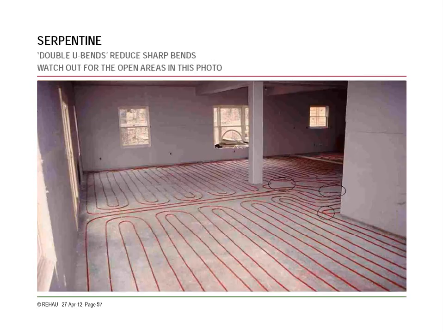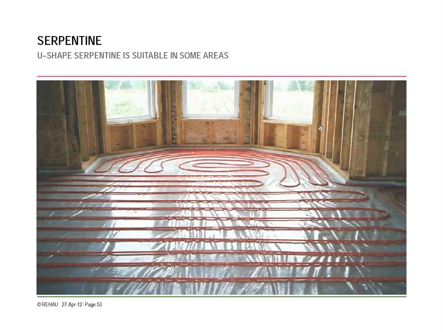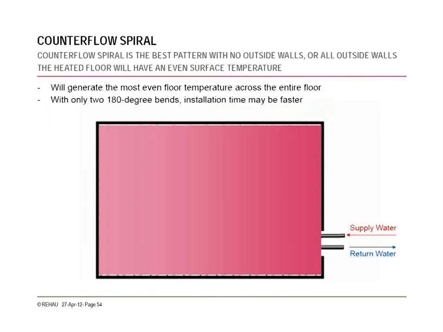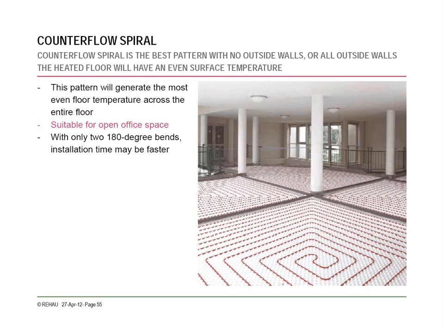The one thing to be careful about is just to make sure to fill in any gaps so you're not getting cold spots as they show here. Okay, here's a counterflow. This is the best way to describe it as a spiral, but basically the supply and return are following each other as they wind into the center area here. And this gives you the most even temperature distribution across that area.